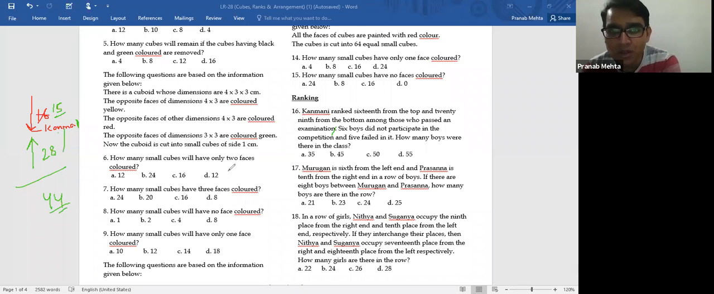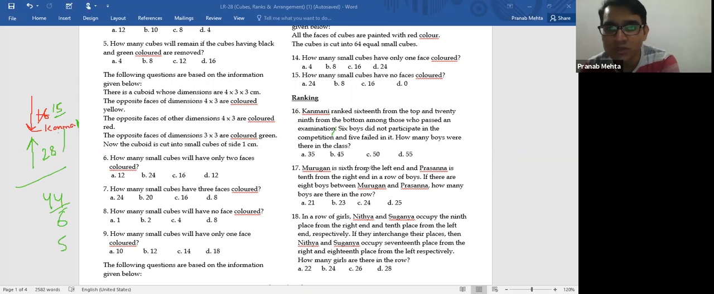According to the data, these are the people who have passed. Kanmani ranked 16 from the top and 29 from the bottom among those who have passed an examination. Let us read further. 6 boys did not participate in the competition, so another 6 people have not participated. And 5 failed in it, so another 5 people have failed this examination.